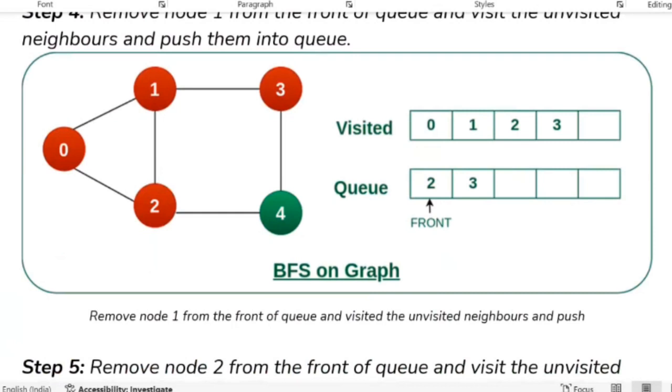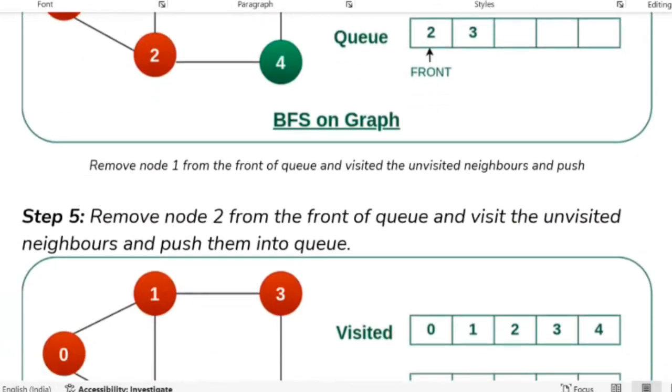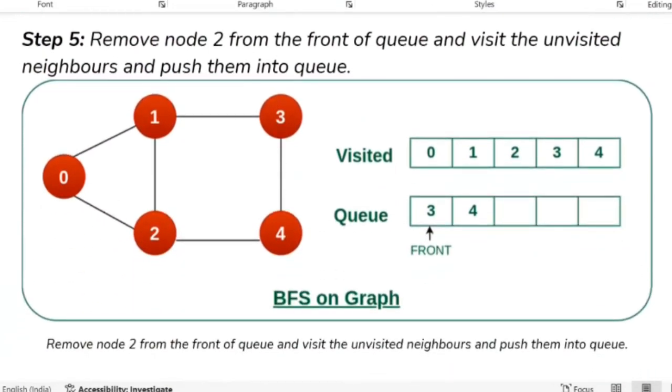Already 0 and 1 are in the visited list. So we enqueue the element 4 into the queue, and we just remove the element 2 from the queue. So in the next step, you can see that 3 and 4 are in the queue, and 0, 1, 2, 3, 4 are already in the visited list.